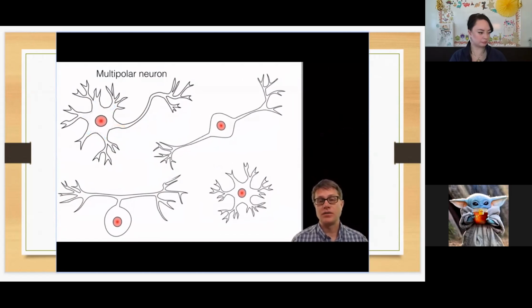If we look at the next one, we find the cell body again. How many poles do we have coming off of it? We've got the axon coming out and the dendrite coming in. And so we call this a bipolar neuron.